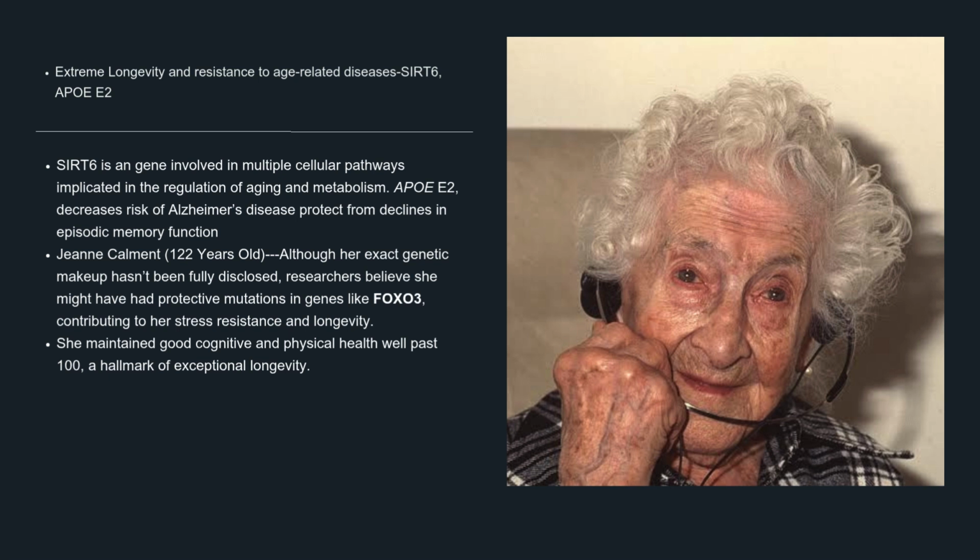For example, Jeanne Calment is the longest living person on Earth, at 122 years old. Researchers think that she has a mutation in the gene FOXO3 and other genes, which contributes to her stress resistance and longevity, as she remained in good condition and physical health past 100, which is an incredible achievement.